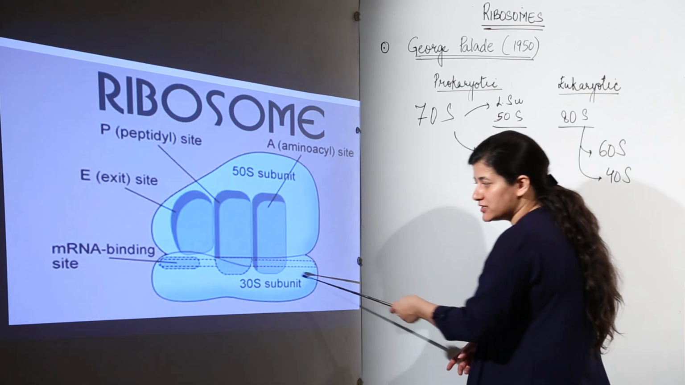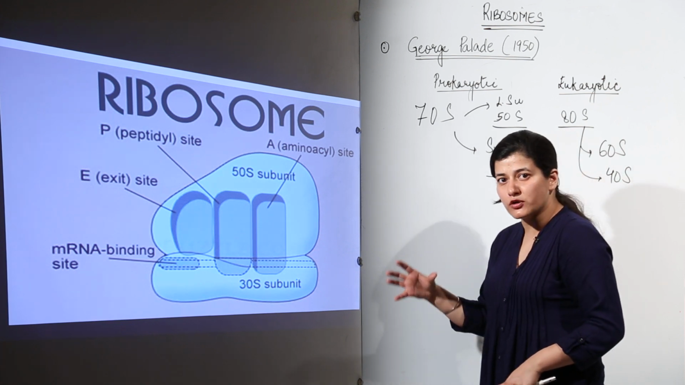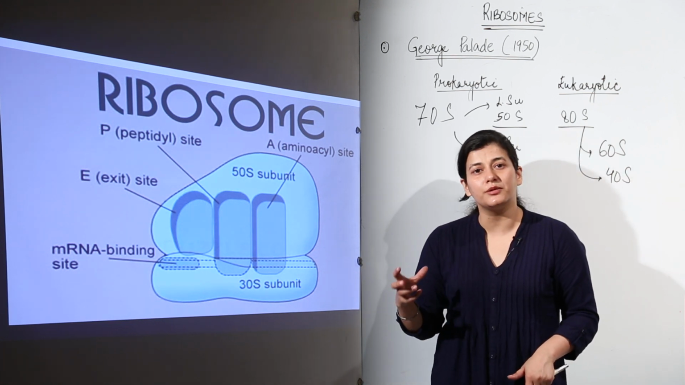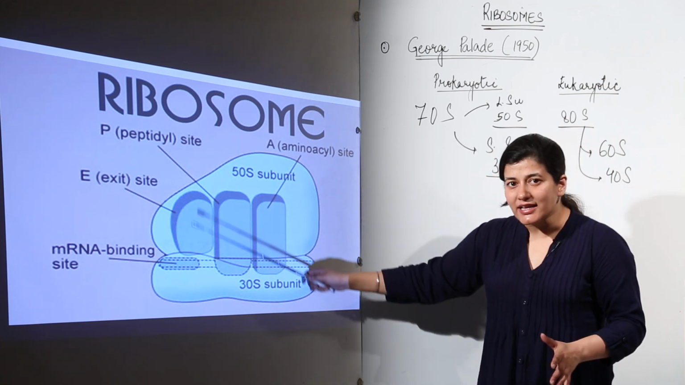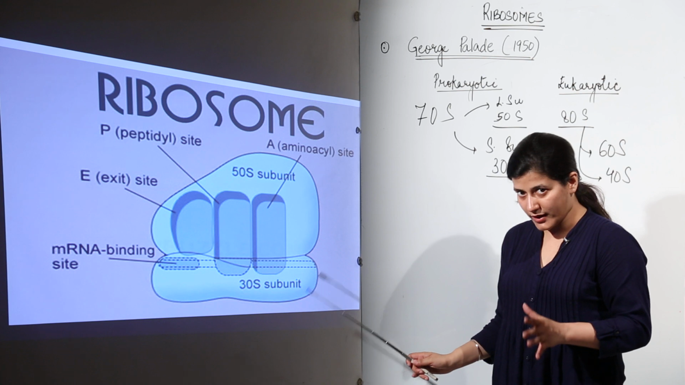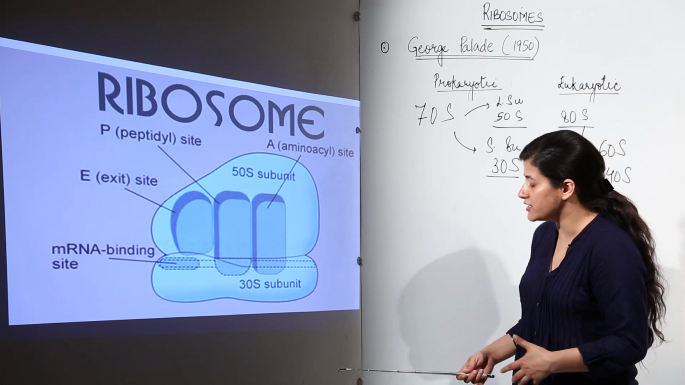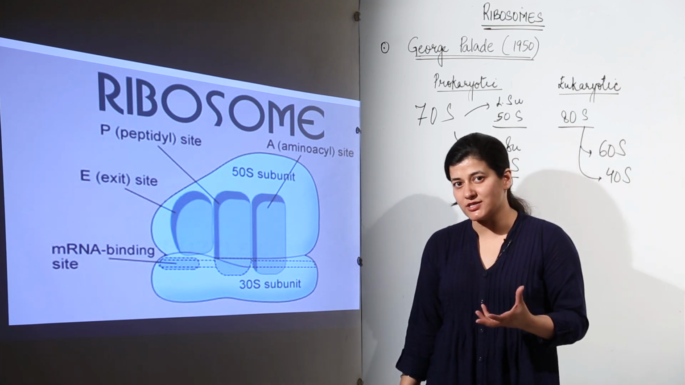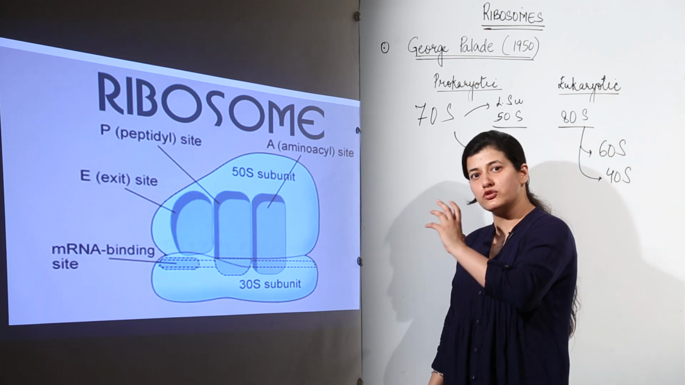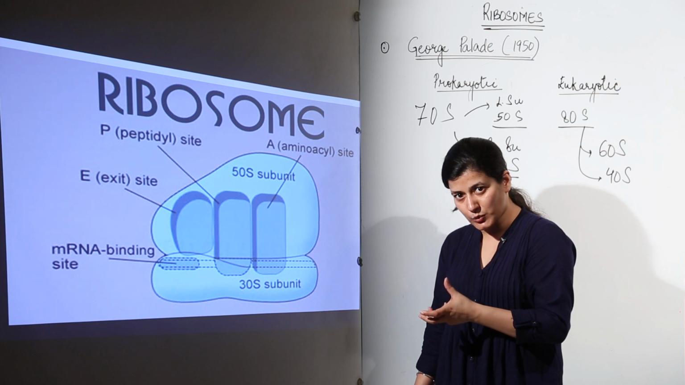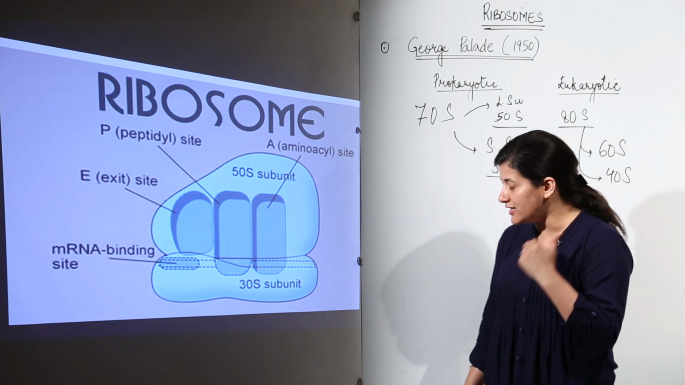mRNA binding site. If you can't remember these things because you cannot associate them, if you haven't read protein synthesis till now, what you have to remember is what the sites present in the ribosomes are. For now, when you are aware of what transcription and translation are, the genetic aspects, then you will get to know the purpose of these sites, how the ribosomes and the tRNA come in association with each other, and how a polypeptide is being formed.